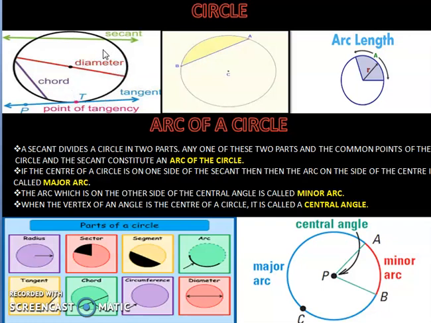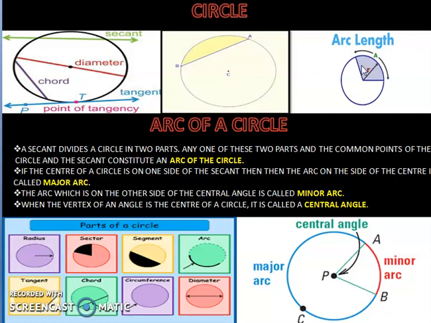This is the circle, you know. This is the diameter. This is the center of the circle. This is the chord, and this blue line shows the tangent of the circle. This is the point of contact of the tangent, the point of tangency. And what is this? This is the secant of the circle. When a chord is extended, that will be a secant. So this is the center of the circle.